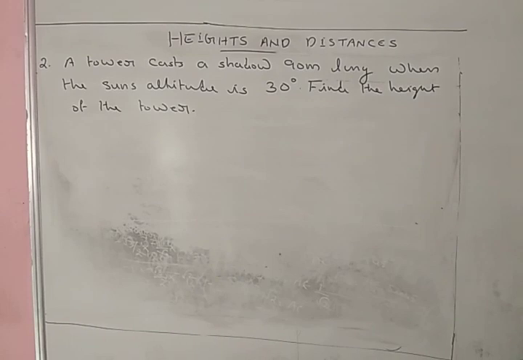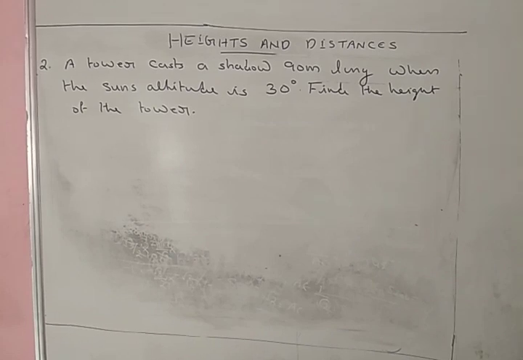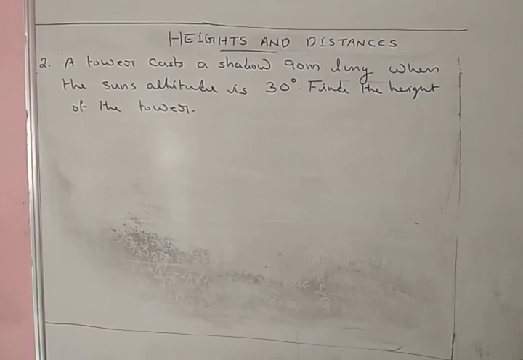Second problem. A tower casts a shadow 90 meters long when the sun's altitude is 30 degree. Find the height of the tower. First, draw the statement into a figure. That is, draw a right triangle related to this problem.